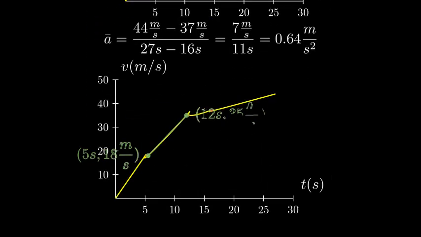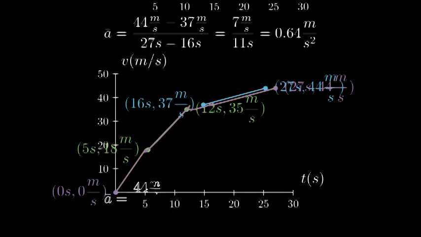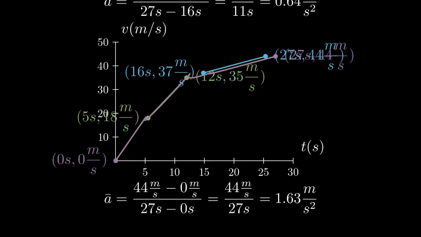Finally, let's find the average acceleration through all four gears. We'll look at the entire journey from 0 to 27 seconds. The car starts from rest at 0 meters per second and reaches 44 meters per second. Using our formula one last time, we get 44 meters per second divided by 27 seconds, which equals 1.63 meters per second squared.